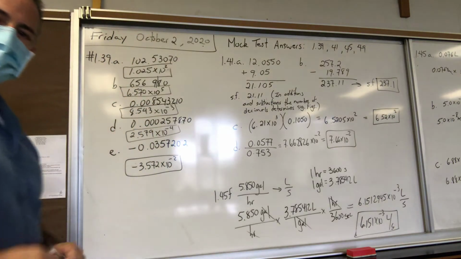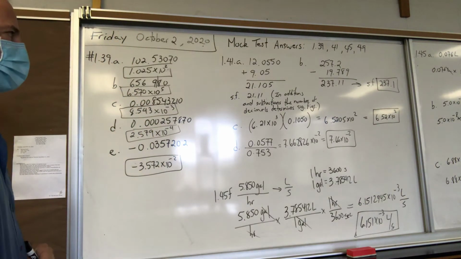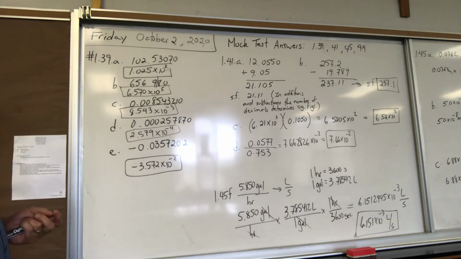Hi class, this is a review of the mock test which I gave you yesterday. In the first question I asked you to round numbers down to 4 significant figures and then rewrite them in scientific notation.